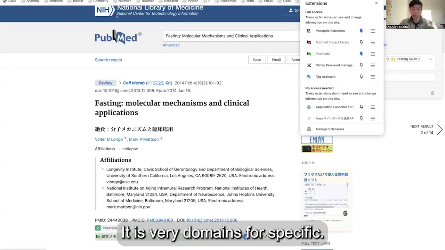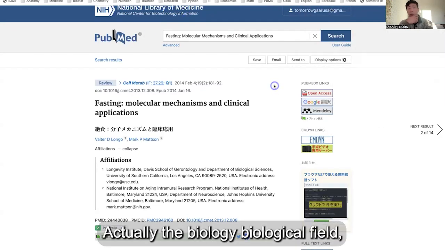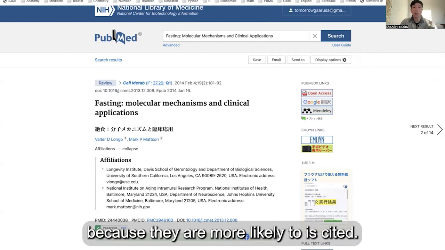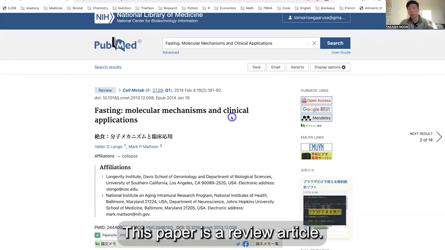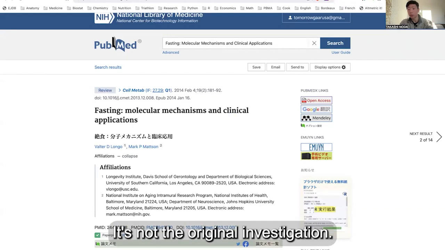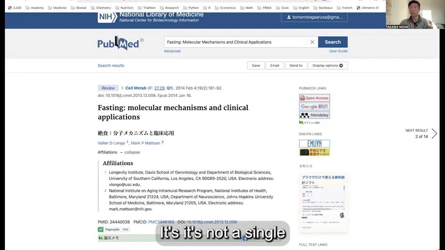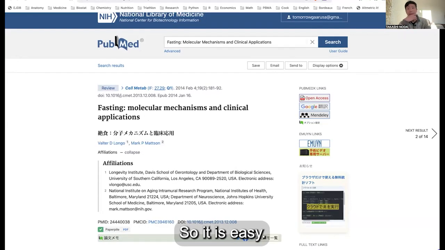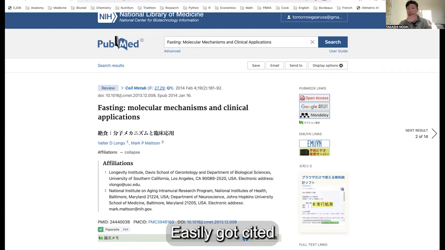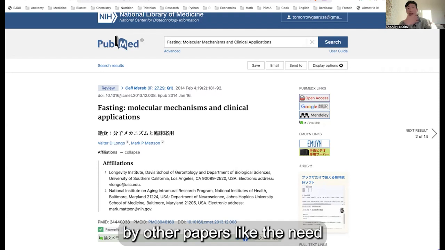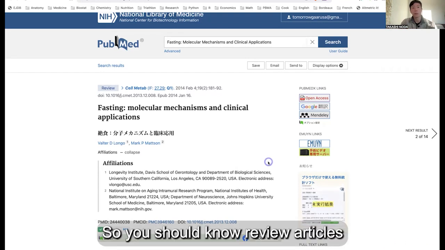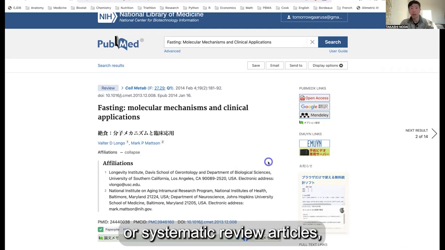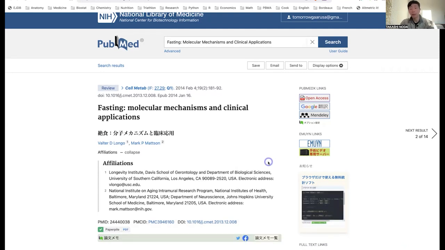It is very domain specific. Actually, the biological fields tend to have a higher impact factor because they are more likely to be cited. And this paper is a review article. It's not an original investigation. It is not a single experiment. So it easily gets cited by other papers, for example, by a recent review published 5 years later. So you should know that review articles or systematic review articles tend to have a higher impact factor. Okay.